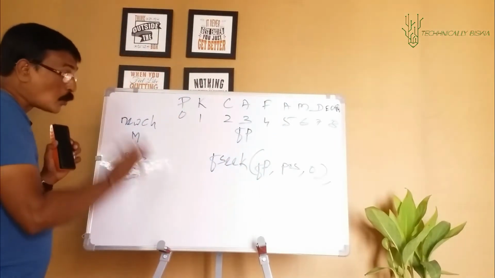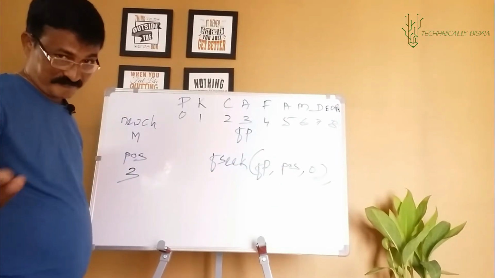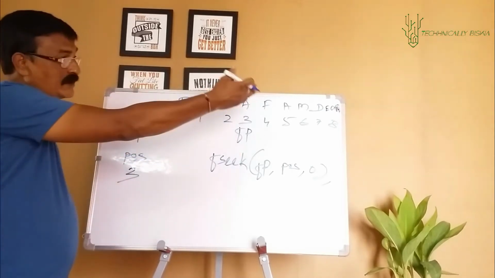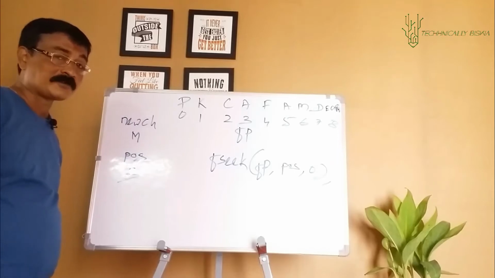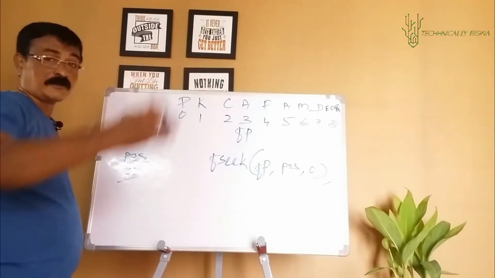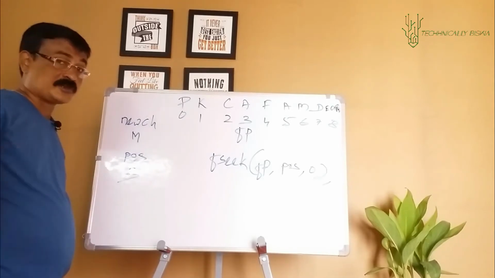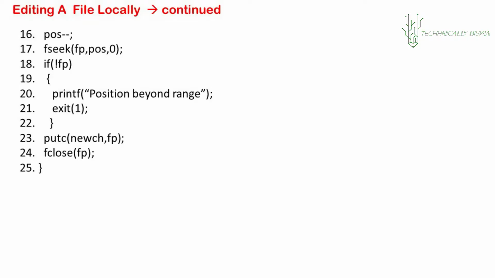But wait a second, what happens if the user has said position is 50? Maybe there is no 50th position in the file, no? So what will happen? fseek will try to seek the 50th location which is beyond the range of the file, and of course it will encounter null, garbage, whatever it is. So better you check. Have a look at the slide again. That's what I am doing. After that fseek, I am checking if not fp. This means if fp equal to null, I say position is beyond file and exit, come out of the program.